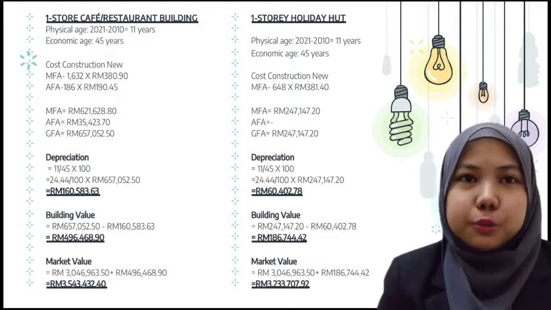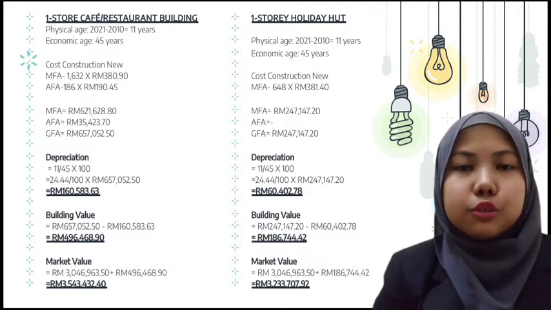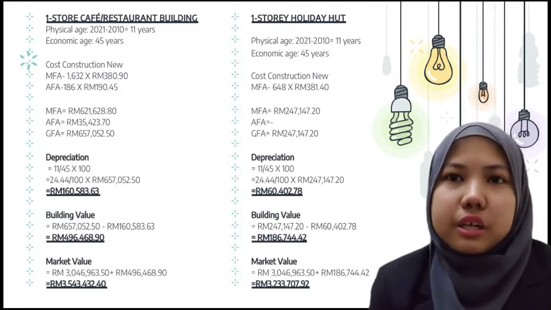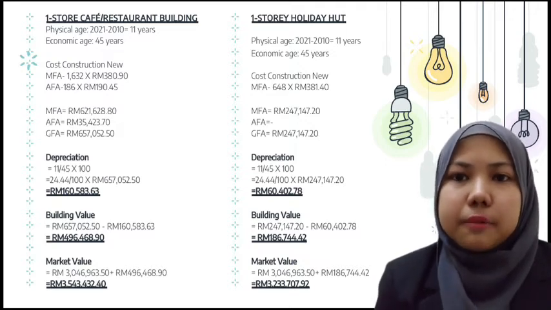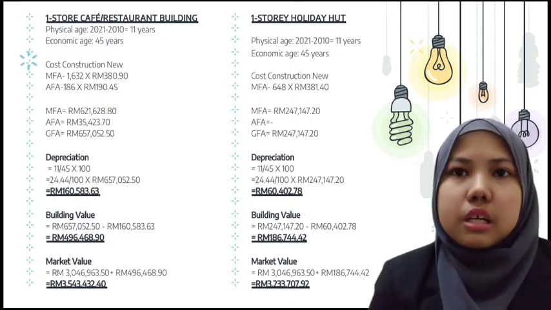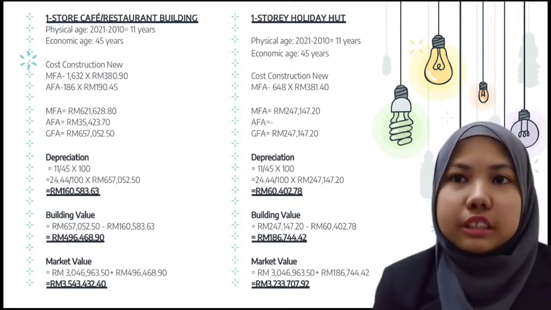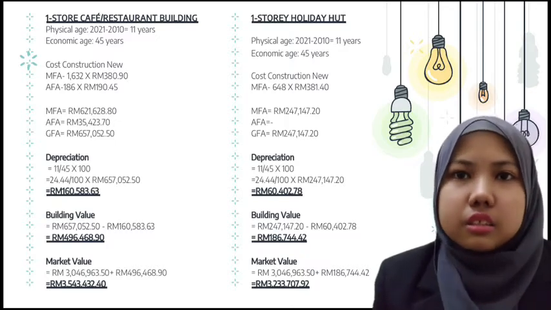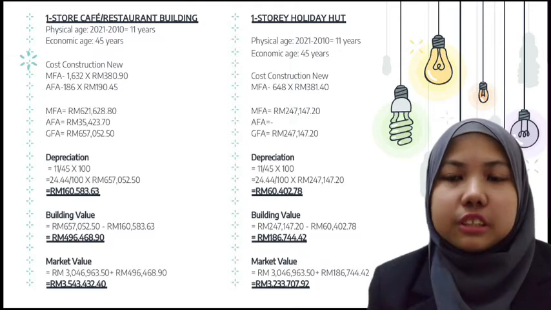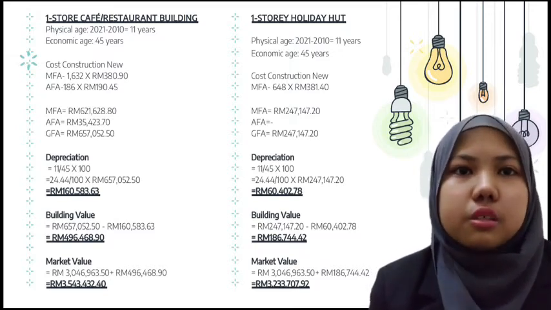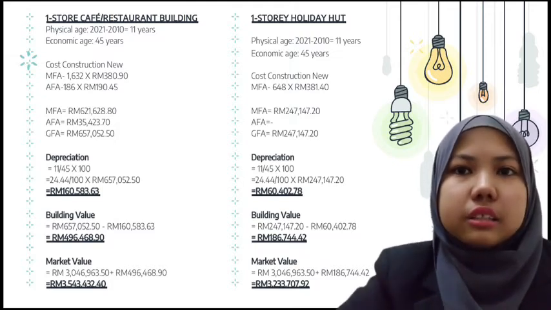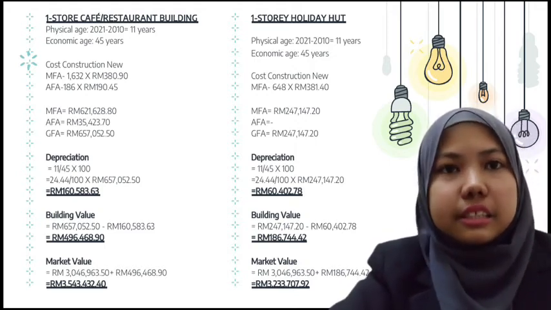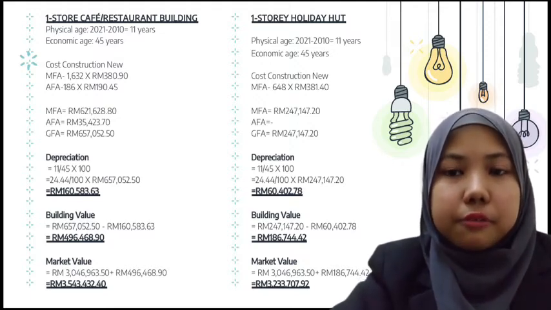We continue with cost construction new, MFA 1,632 square feet times 380 ringgit 90 cents. We get this price from the JUBM and accredited cost construction handbook, and we choose the price range from 2,947 to 4,106 ringgit per meter. Since the price is per meter, we first have to convert it to square feet, and then we get this value. And AFA is half of the cost of MFA, which gives 190 ringgit, and then we total MFA and AFA to get the GFA.